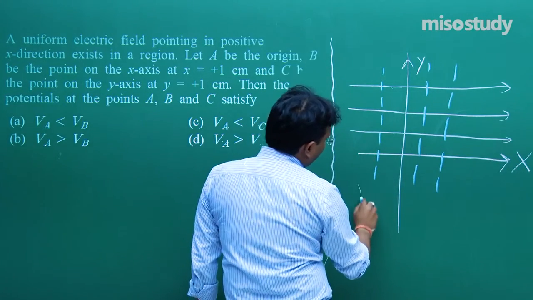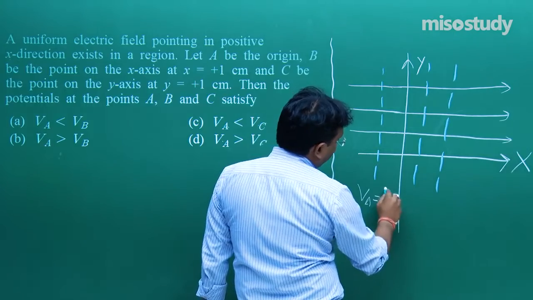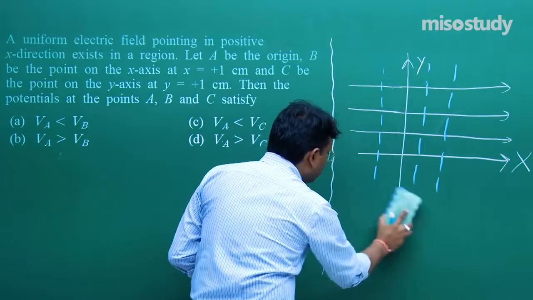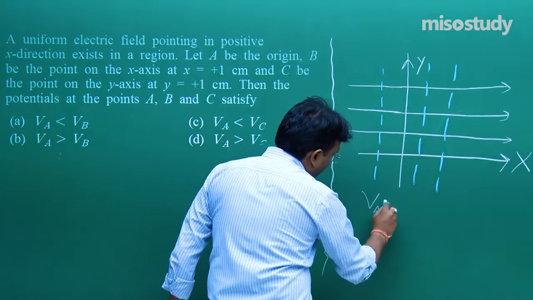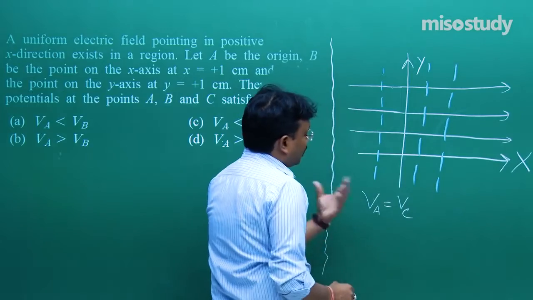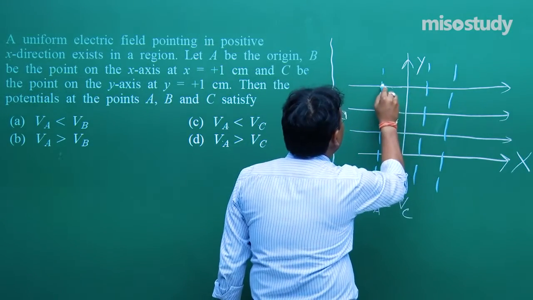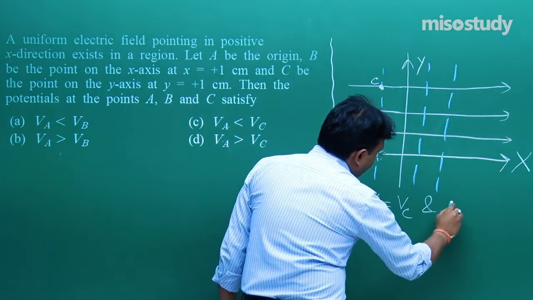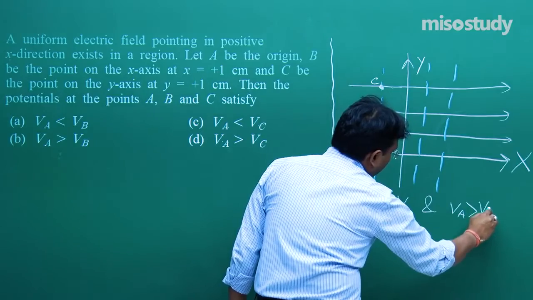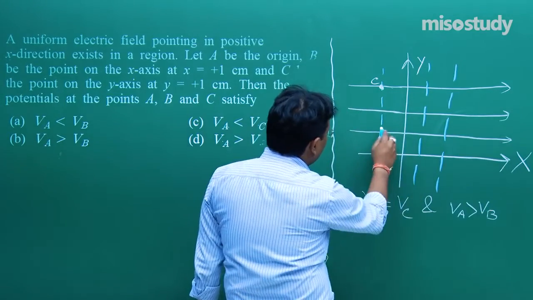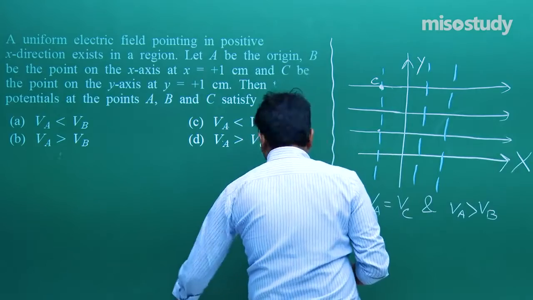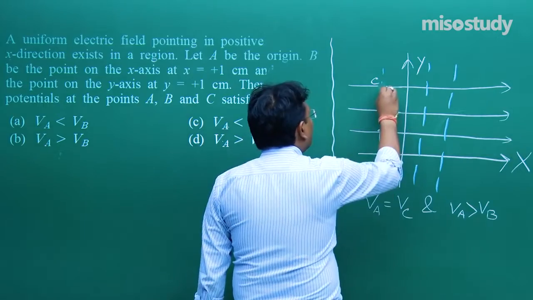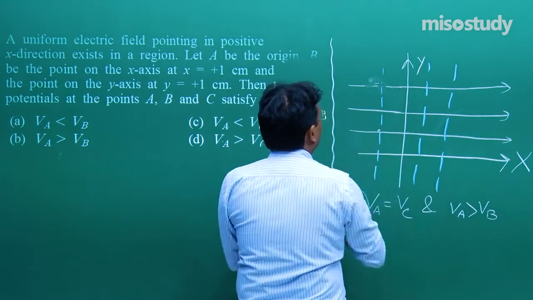Fine. So VA is equal to VC, and I think, yes, I should use this space. VA is equal to VC, that is one condition. And where is C? This is C. And VA is greater than VB. Fine. Why is VA greater than VB? Let's make it on the y-axis. Why get confused? This is C.